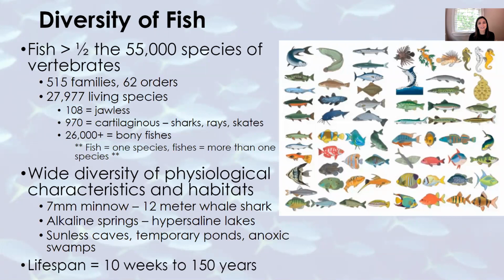Fish are a really diverse group. They actually make up more than half of all the species of vertebrates on Earth. There are 515 families, over 60 orders, and of the almost 28,000 living species of fish, most of them are bony fish. There are almost 1,000 species of cartilaginous fish, things like sharks, skates, and rays, and a little over 100 species of jawless fish, but most of them are bony fish.